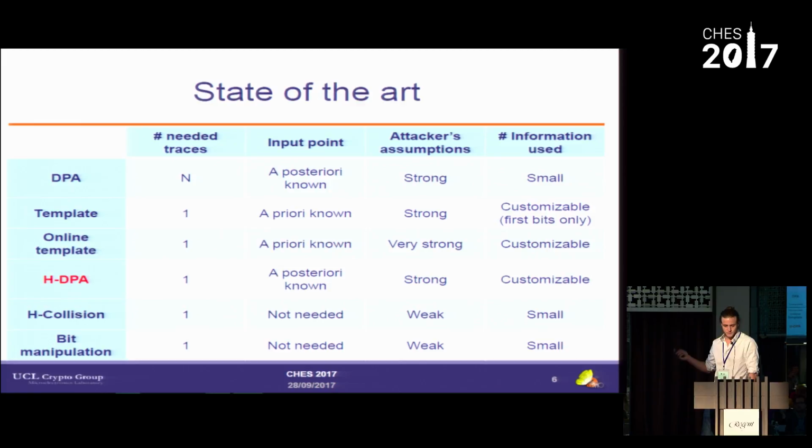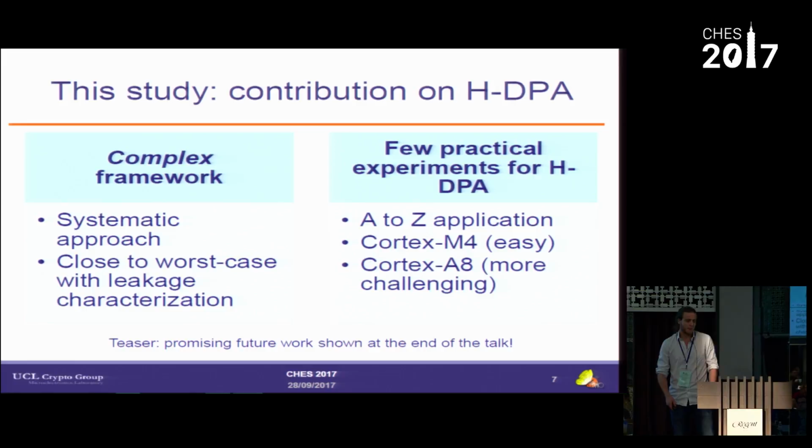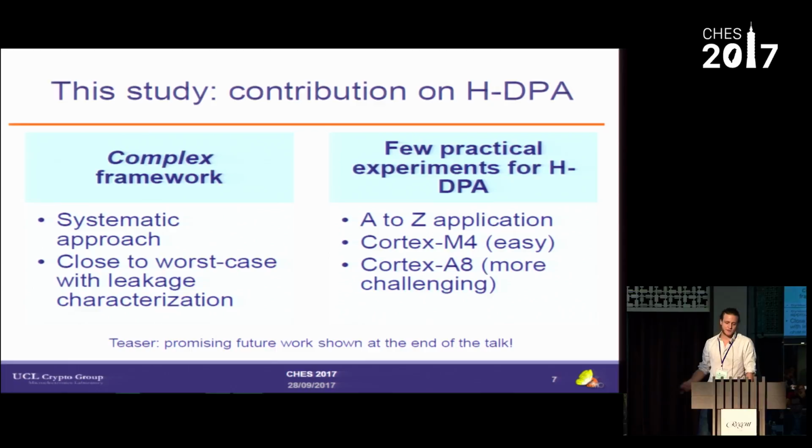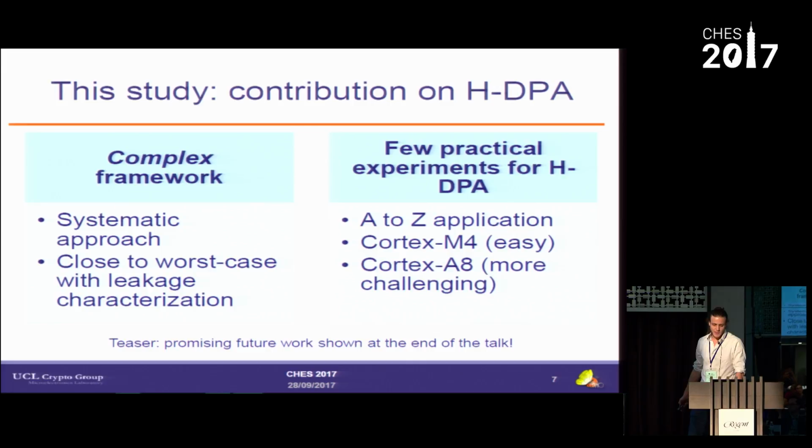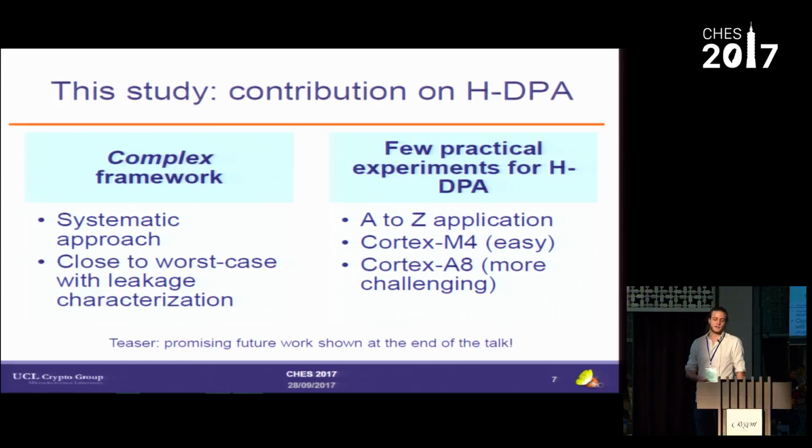And with this, in this respect, our contributions are the following. First of all, applying a horizontal DPA is not that trivial. So we aim at describing how to do it in a systematic way by explaining every step. And we try to get close to worst case security by leakage characterization. And also, there are not many practical experiments in the literature on HDPA. So we also present an A to Z application of HDPA on two targets, which are Cortex-M4 and Cortex-A8, with different levels of difficulty. And a small teaser so you don't leave before the end of this talk.